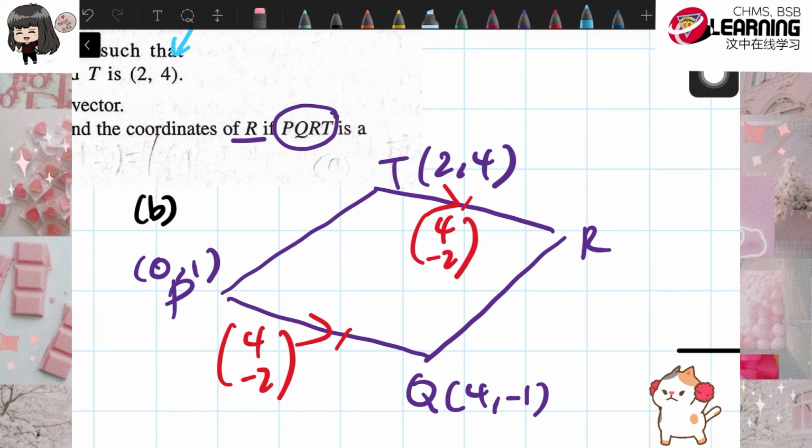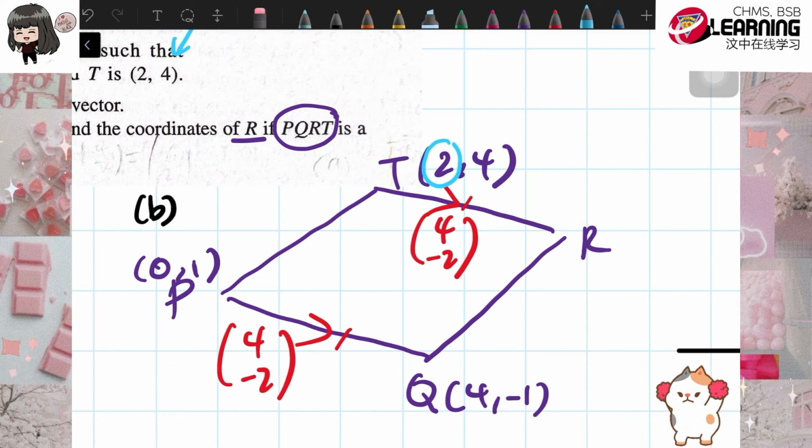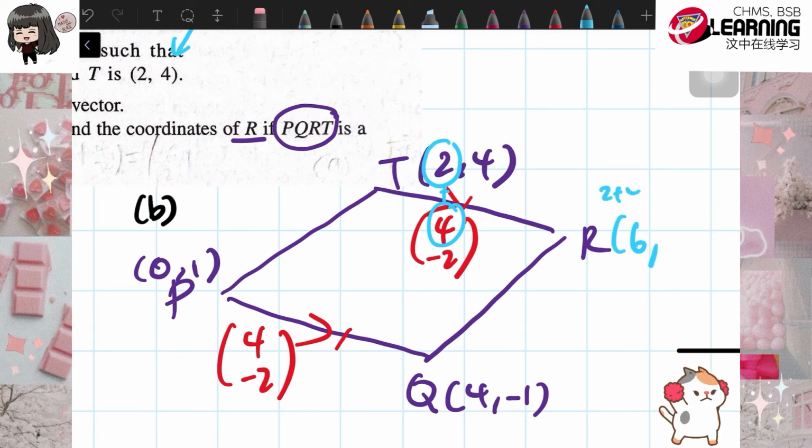Meaning to say that your x from 2, you will go to the right 4 units. So you plus 4, goes 4 units to the right, so you will get 6, which is 2 plus 4, which is 6.